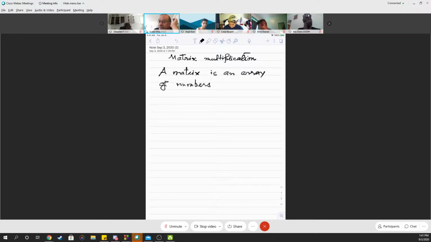So the way we do it is, say m rows and n columns. You see now, I am generalizing. I'm not assuming that m is equal to n. So we call this an m by n matrix, m by n, not m times n.